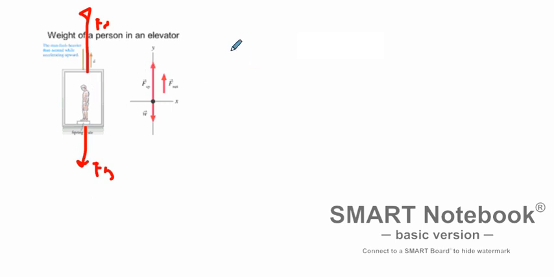So, again, force net is going to equal force normal minus force gravity.